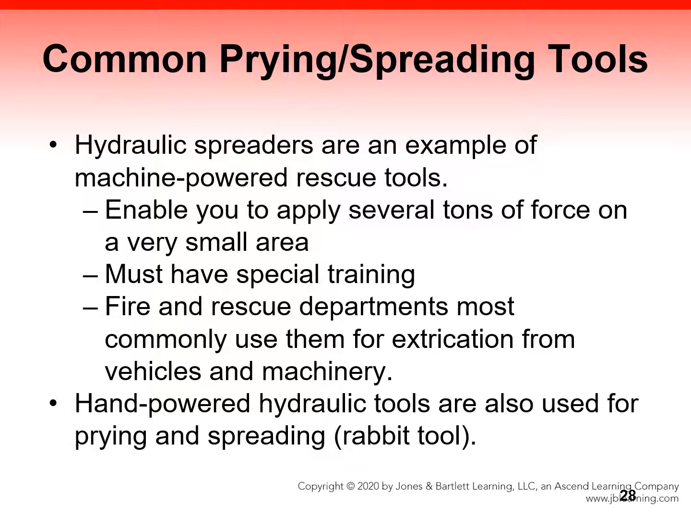Hydraulic spreaders are an example of machine-powered rescue tools. The use of hydraulic power enables you to apply several tons of force on a very small area. You need to have special training to operate these machines safely. Fire and rescue departments most commonly use them for extrication from machines and machinery. Hand-powered hydraulic tools are also used for prying and spreading. One of these, called a rabbet tool, is designed for quickly opening doors.